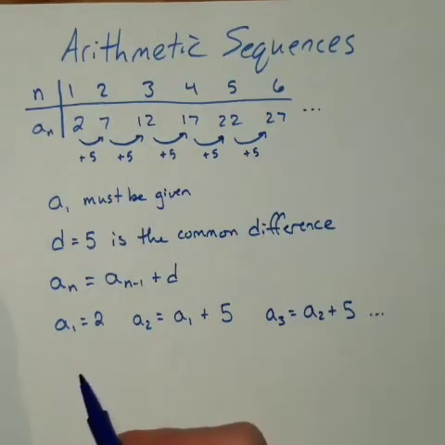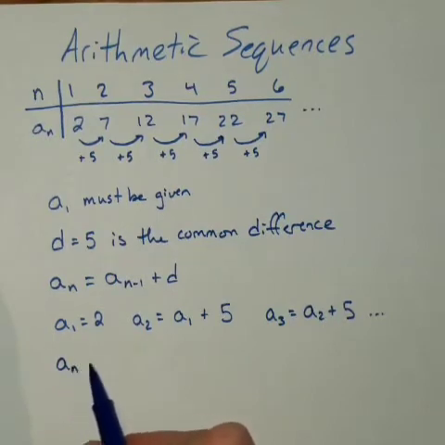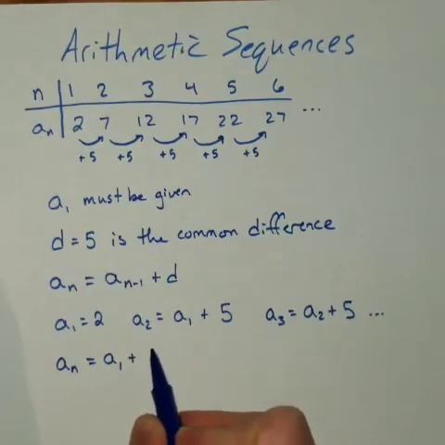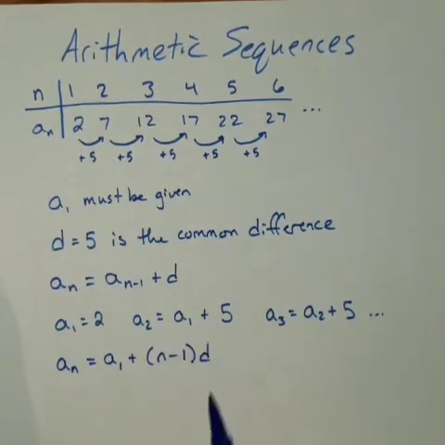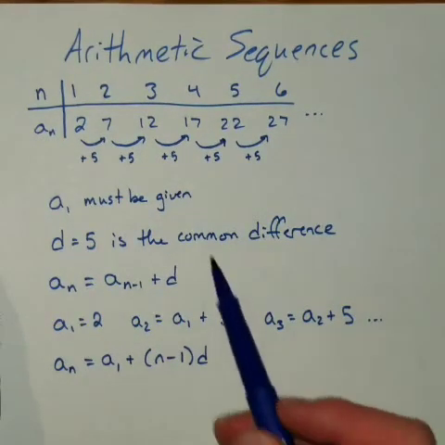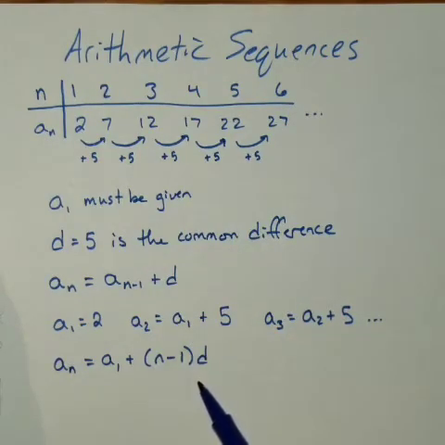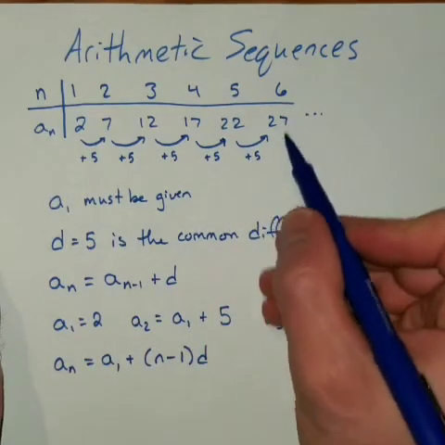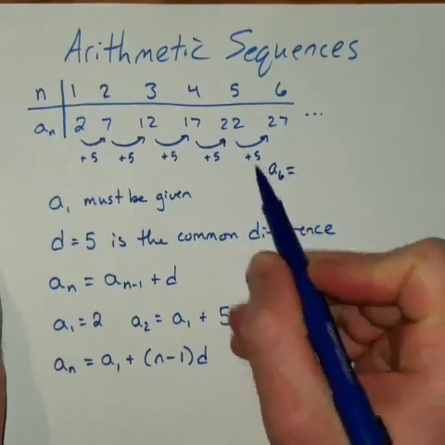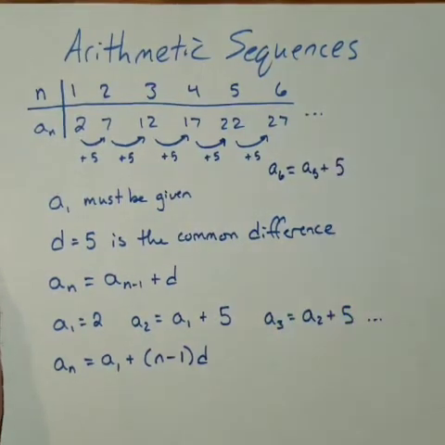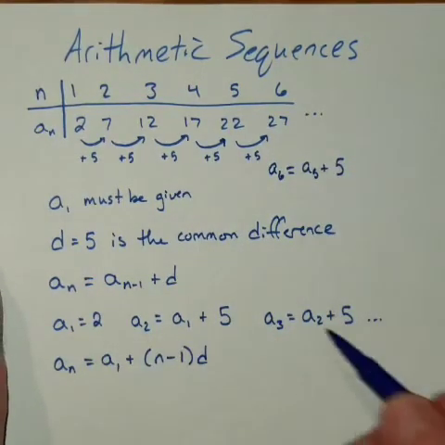What you'll end up with is a real nice formula that says a sub n is equal to the first term plus n minus 1 times the d. Now, what does that mean? Well, if you think about it this way, each time you add a 5, you're adding one less 5 than the term itself. So, for instance, if I wanted to find a sub 6, you could think of it, like we did before, as a sub 5 plus 5, the d, right? d is the 5. Or you could think of it this way.